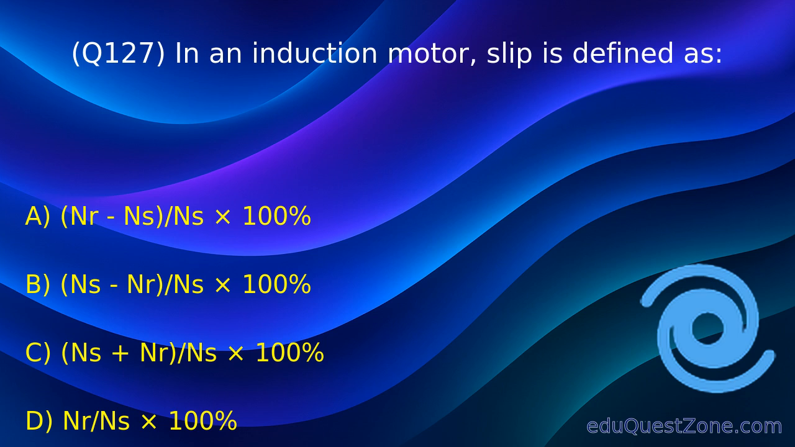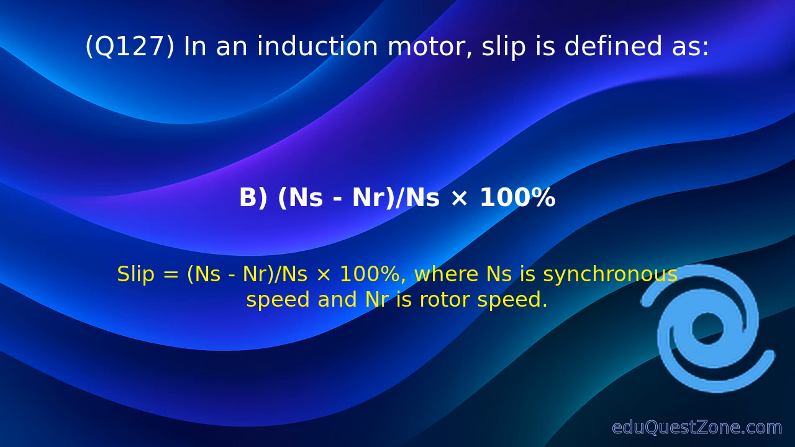Question 127. In an induction motor, slip is defined as... Option B, (Ns minus Nr) by Ns times 100%. Slip equals synchronous speed minus rotor speed, divided by synchronous speed, times 100%.